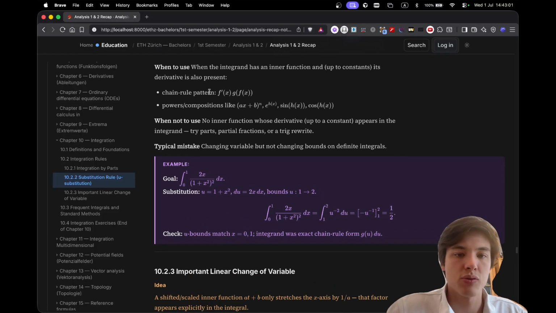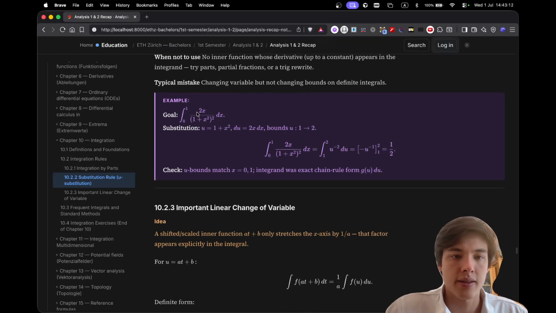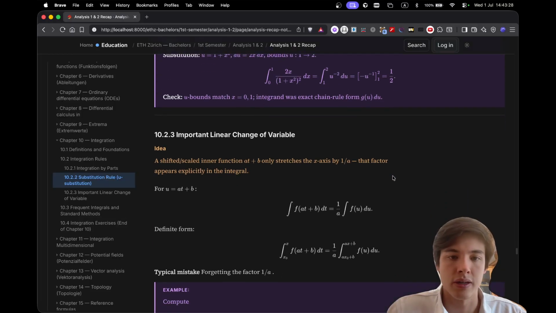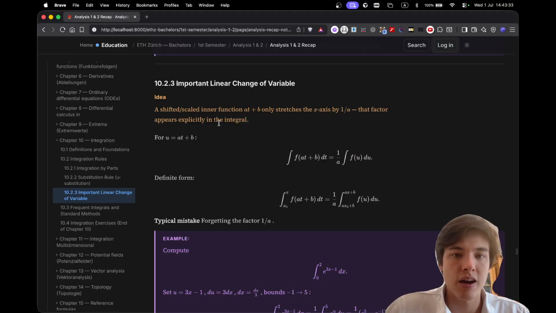Okay, so when do we use this? If it's like power compositions like this. Let's look at this. You see here, this looks like the derivative of this. So use 1 plus this as u, d of this, divide by, get the 2x out. Right, so it's 1 over u. This is easy to integrate if we change variables, then we can see what happens, right?